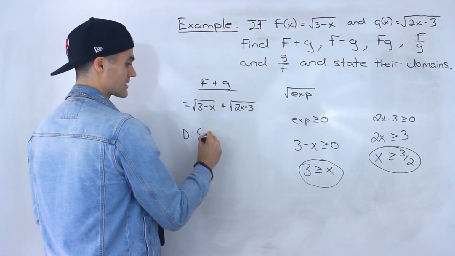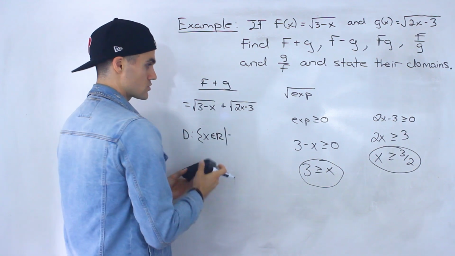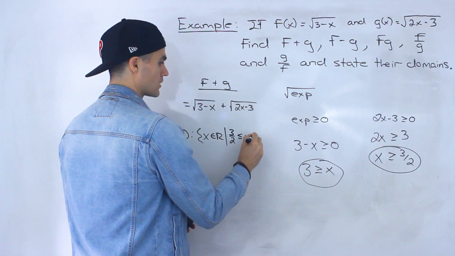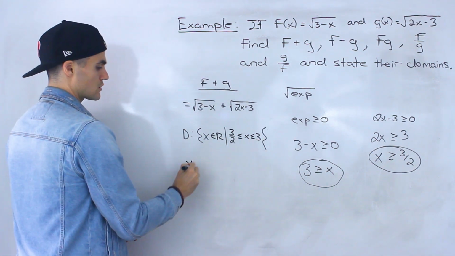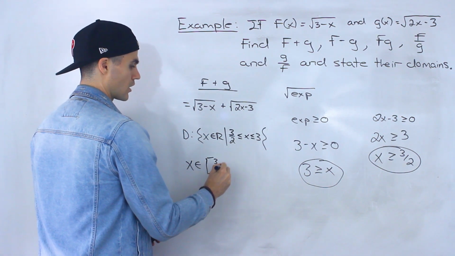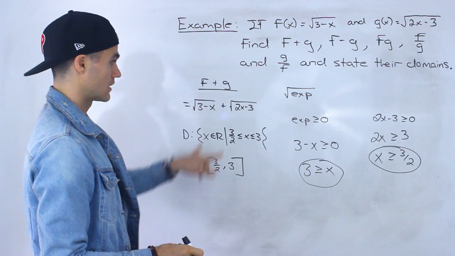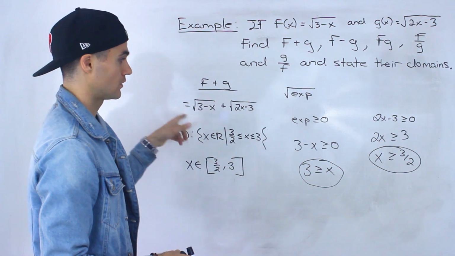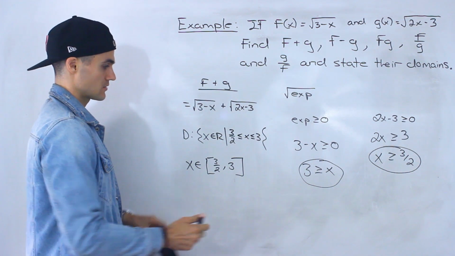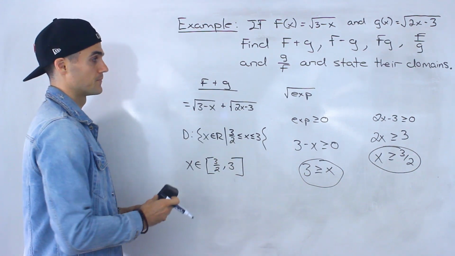So the way we would write that is x is an element of the reals, x has to be greater than or equal to 3 over 2, but less than or equal to 3. And in interval notation, the way we would show that is 3 over 2, comma 3. And it's square brackets because it can equal those values, because we can have 0 there. You can take the square root of 0, it's just going to equal 0. So we put these square brackets because it's inclusive of those endpoints, 3 over 2 and 3.